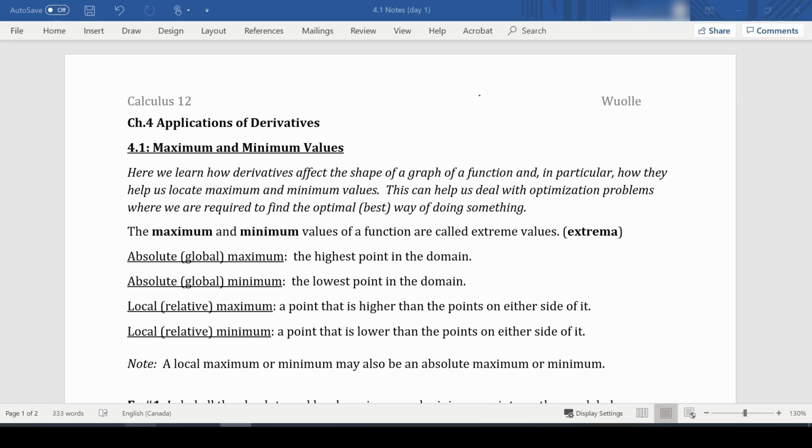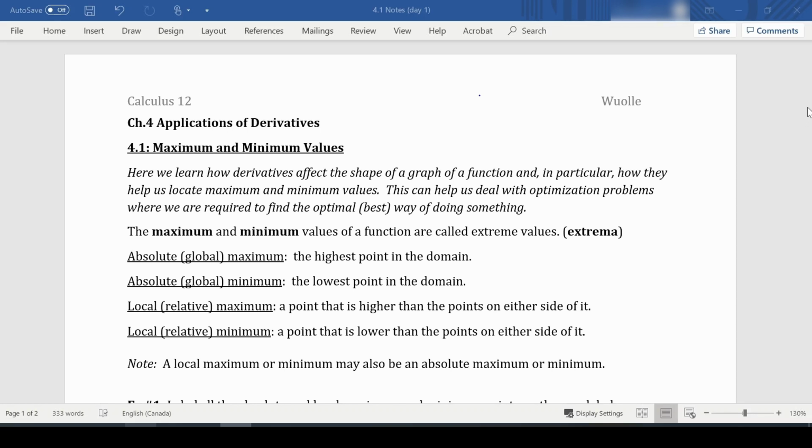Then we also have local maximums and minimums, or relative maximums and minimums. These are points that are higher or lower than the points on either side of it, but they are not the lowest point in the domain or the highest point in the domain. So a local maximum or minimum could also be absolute.